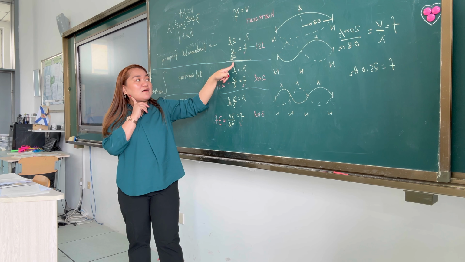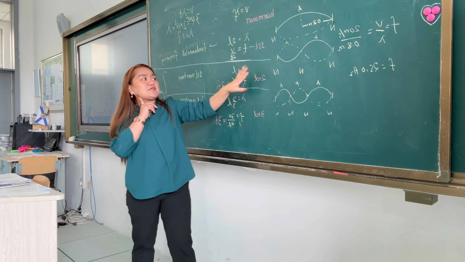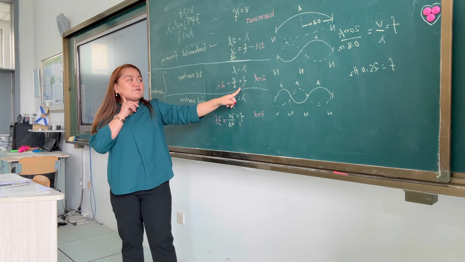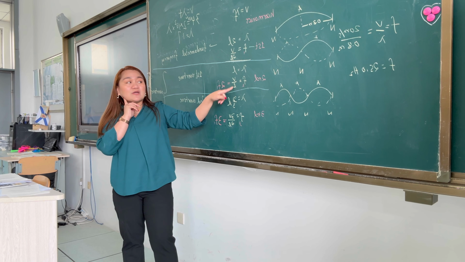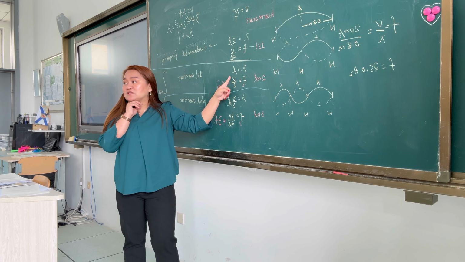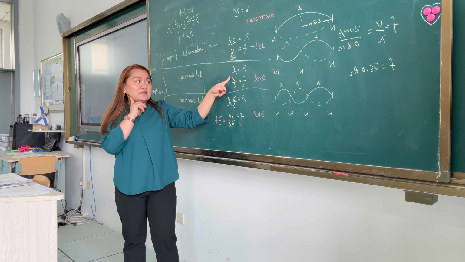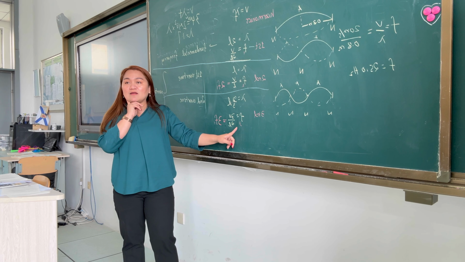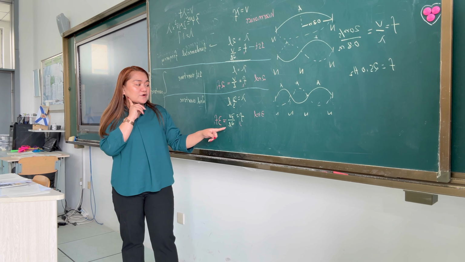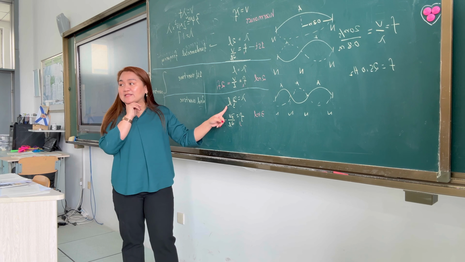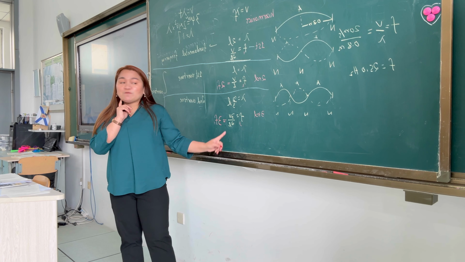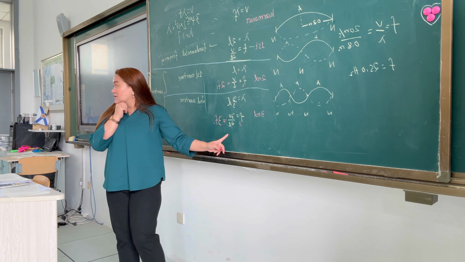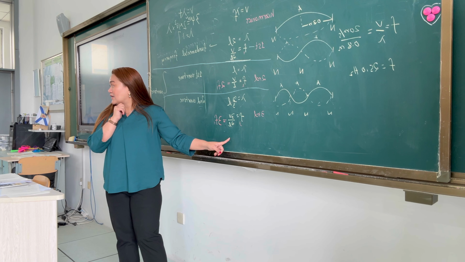Let's do the second one. F2 is what? V over L, because the wavelength is just L. Did you get this? And how about for the third one? We have V over what? 2/3 of the L. So it's just plugging in the value of the wavelength.